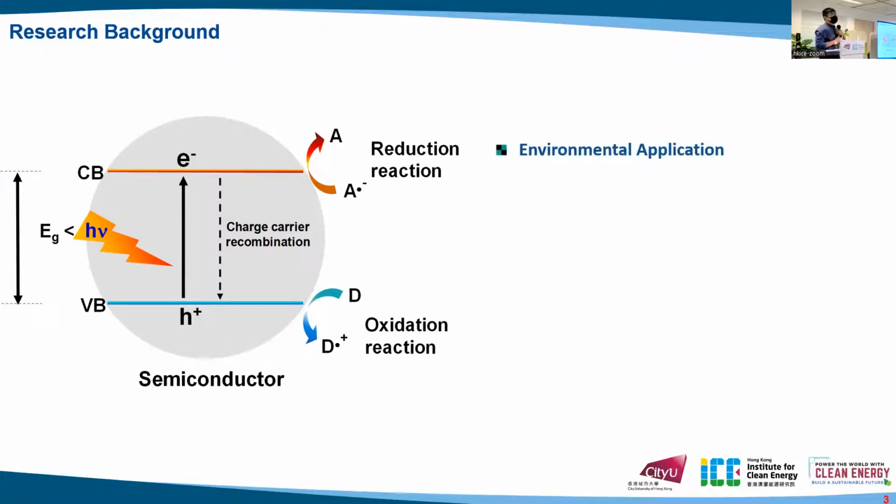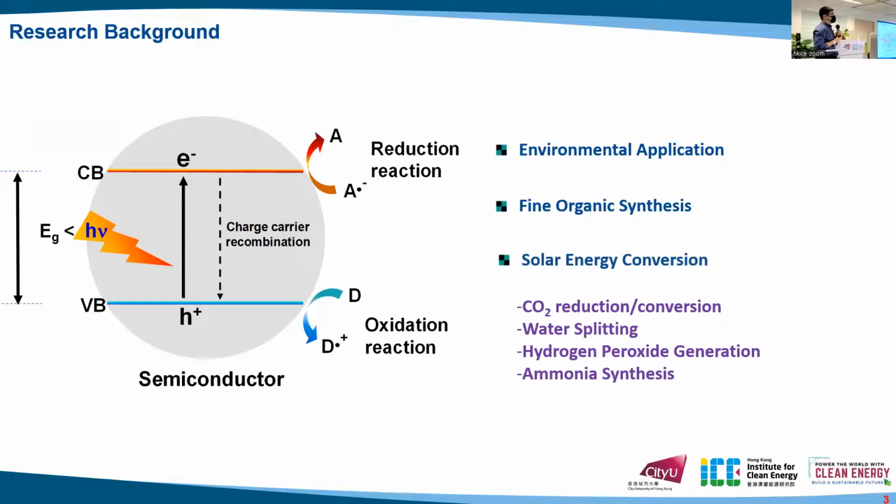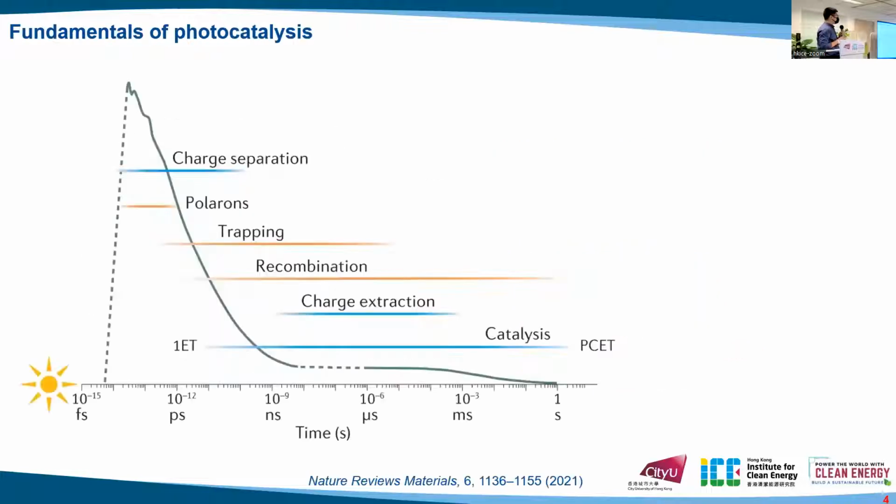It can be used for environmental applications, such as air purification, wastewater treatment, or the degradation of solid waste. It can be used for fine organic synthesis or solar energy conversion applications, or we call it power to X, such as carbon dioxide reduction conversion, water splitting, hydrogen peroxide generation, and ammonia synthesis. So currently, our group is interested in developing the photocatalysis process for power to X.